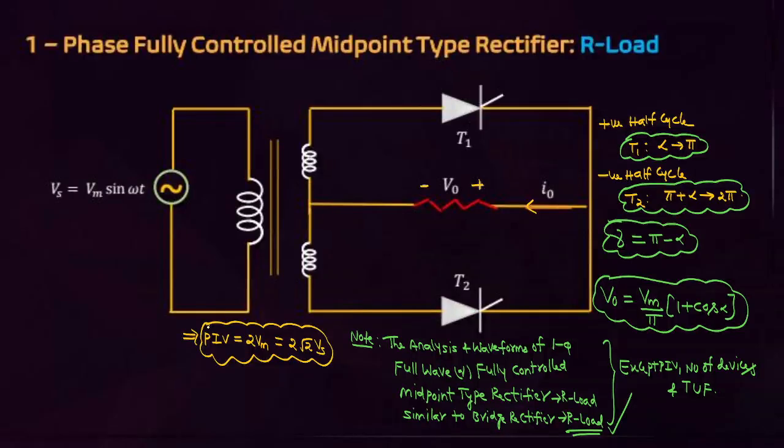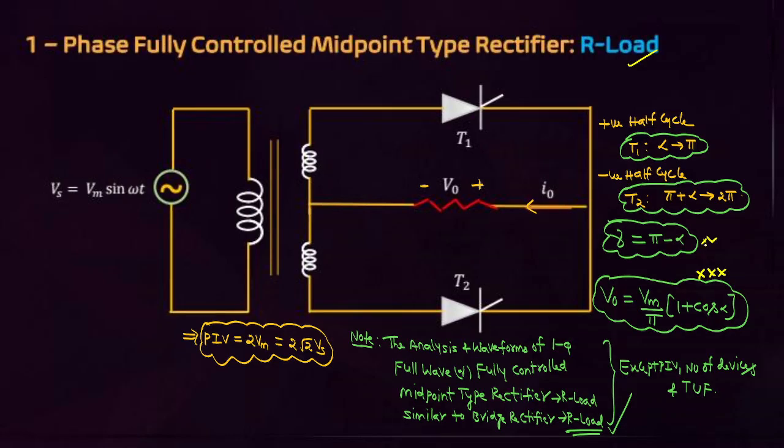rectifier. Then this is a single phase fully controlled midpoint type rectifier using R load. It may be bridge rectifier or midpoint type rectifier. Same formula, same waveform, same analysis. Only difference is the number of devices, the peak inverse voltage and the transformer utilization factor are different. That's why the average output voltage is same: Vm by pi into 1 plus cos alpha.